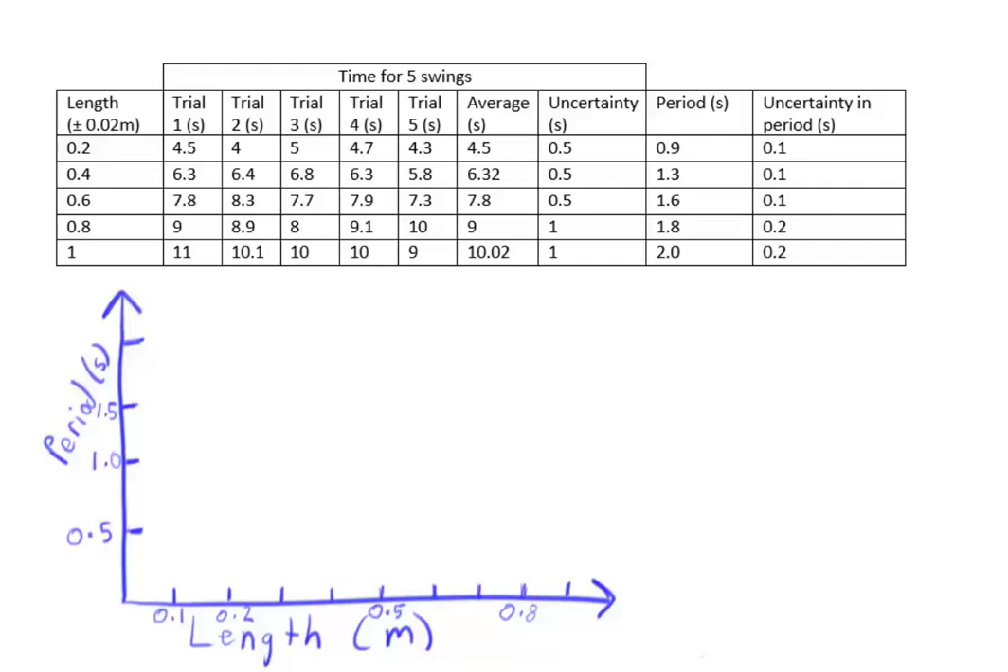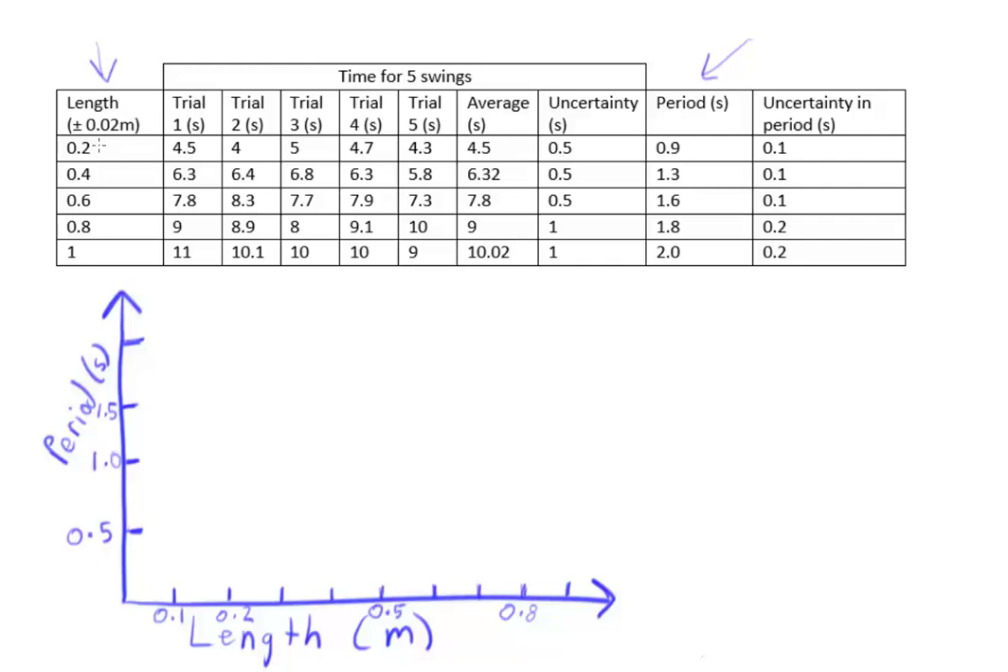Hello everyone, in this video I'm going to talk to you about error bars. To explain what error bars are, let's imagine that I wanted to graph the period against the length of a pendulum. As you can see, I've got my length data down the left hand side here, and then I've done some maths to get these period values over here. Both of these numbers have uncertainties.